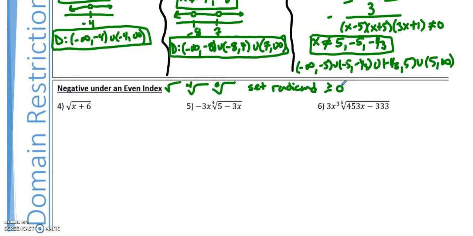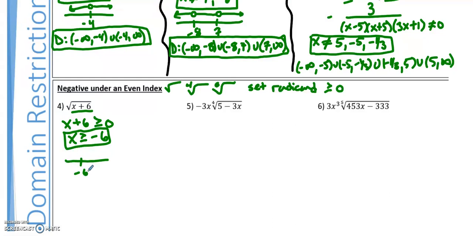So if I'm looking at number 4, notice there's no possibility of division by 0 because there's no division, so I don't have to worry about that type of domain restriction. But I do have an even index here with a square root, so I have to ensure that the x plus 6 is 0 or above. We're not going to deal with i's or imaginary numbers here. So that means x has to be negative 6 or above. Notice how now I'm going right to my domain. I'm not worrying about the restrictions, so I get the domain out of it.